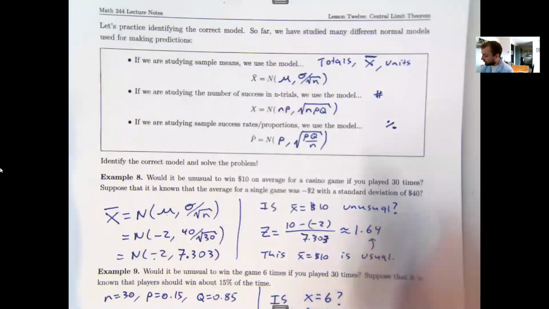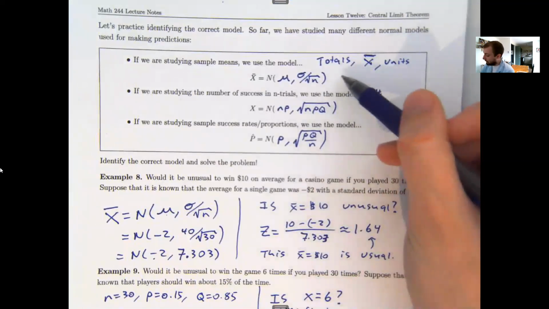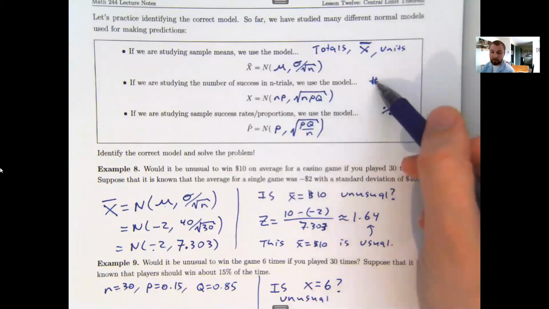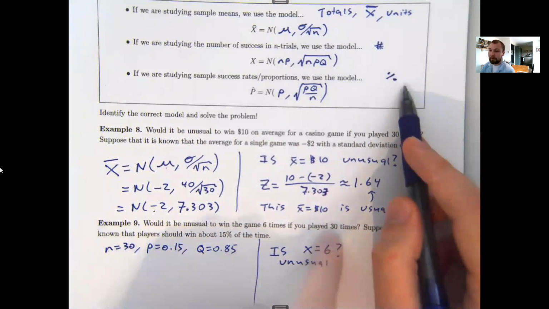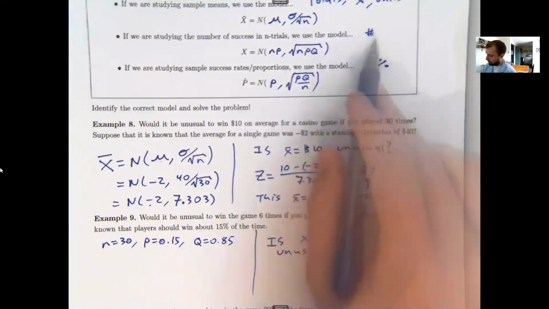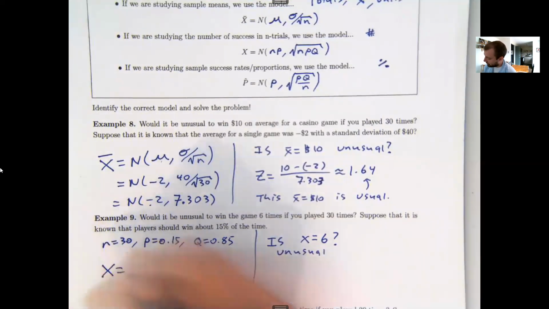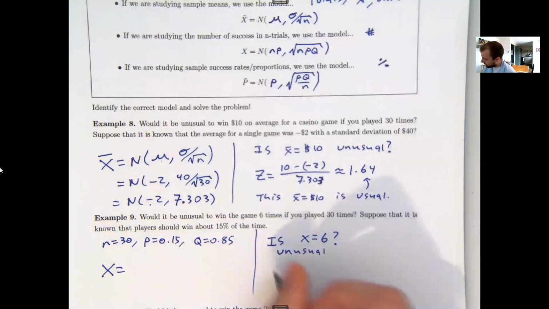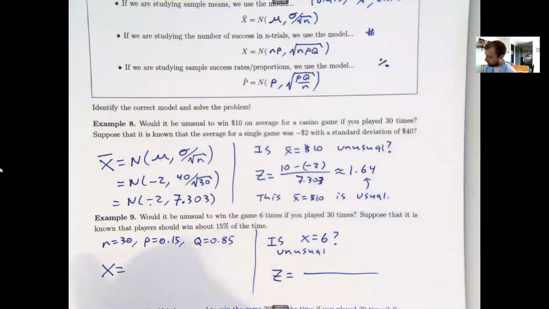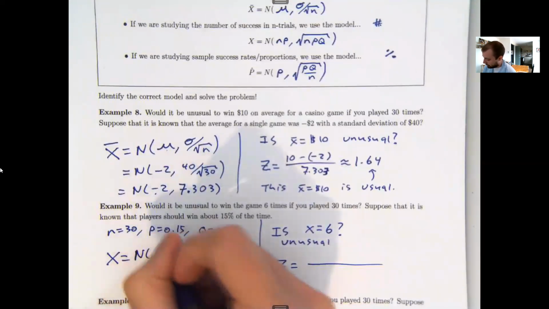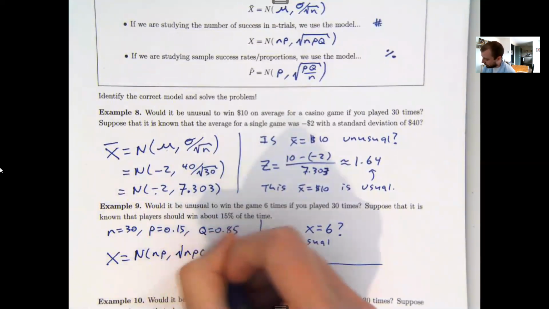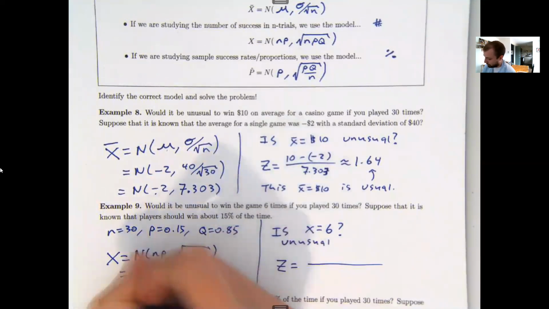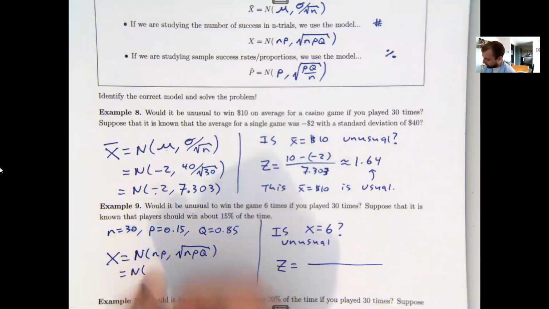Well, let me look at my models. Not about averages. It's about counts and how many times. So I can do this. I might also be able to do it as percentages if I think of the 6 out of 30 as a decimal, but let's just do it for the counts. So the model that I'm going to use to find a z-score here to see if this is usual or unusual is x is normally distributed with the center of n times p and a standard deviation of the square root of n times p times q. My n is 30. My p is 0.15.